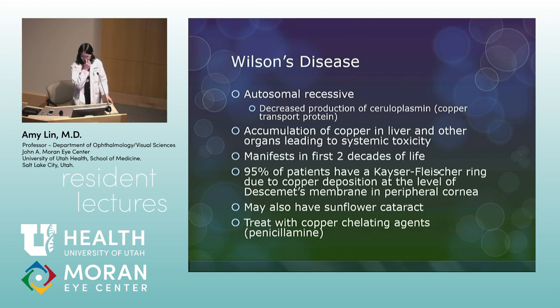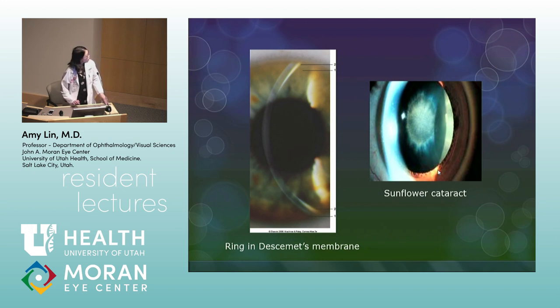So Wilson's disease is autosomal recessive from a decreased production of ceruloplasmin, or copper transport protein. And this leads to an accumulation of copper in the liver and other organs and leads to systemic toxicity. Usually comes out in the first 2 decades of life, and 95% of patients have a Kaiser-Fleischer ring due to copper deposition at the level of Descemet membrane in the peripheral cornea. You can also have sunflower cataracts. I'll show you a picture. And treat this with copper chelating agents such as penicillamine. So there's a sunflower cataract here.